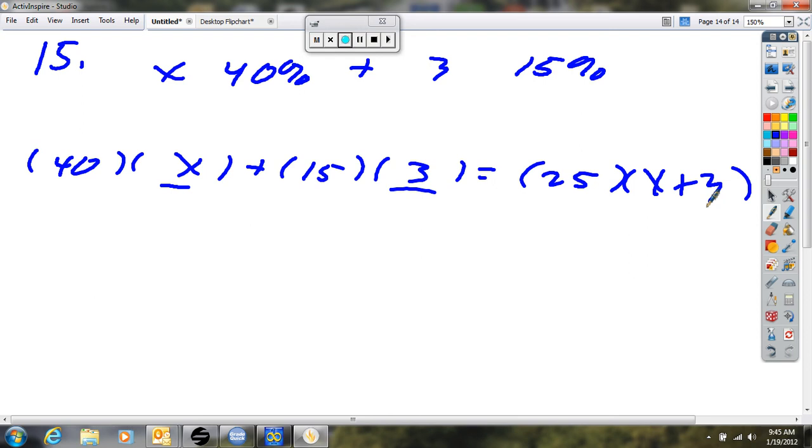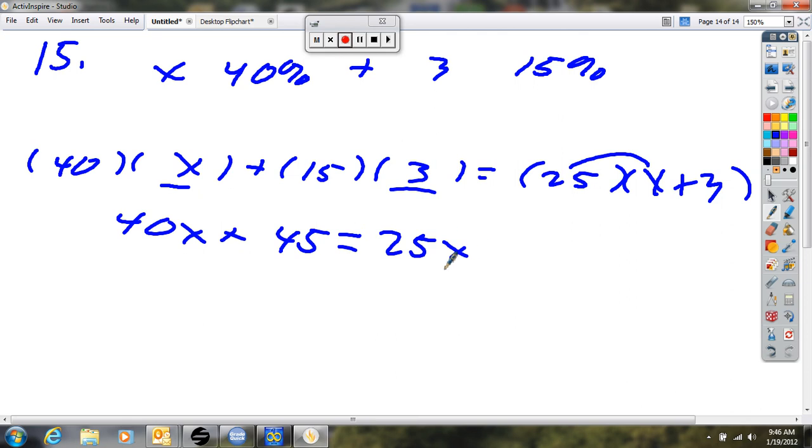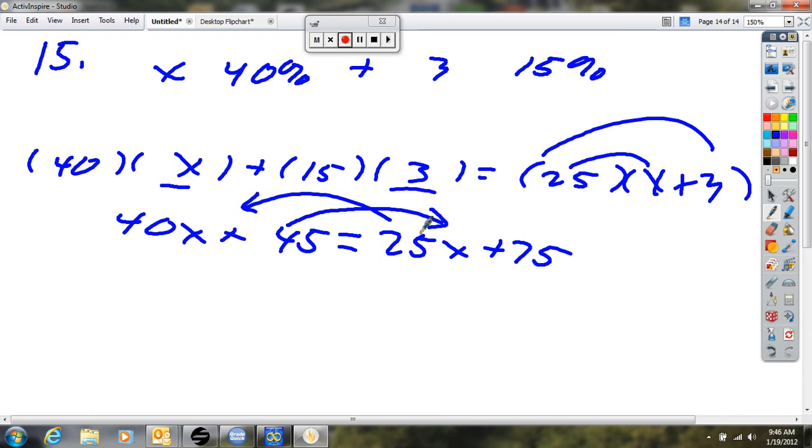And so what do we have? 40x plus 45 equals 25 times both of these, 25 times x, and 25 times 3. Which ones do I have to move? The 25 to the other side. I'm going to move the 25 over here, and I move the 45 over there, right? So I'm getting rid of this one, right? Is this the one I'm moving? How do I get rid of it? Minus 25x.